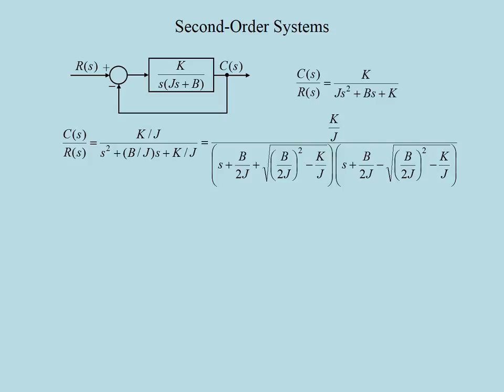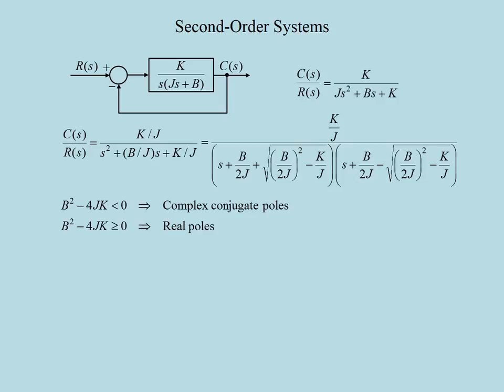Examining the discriminant of this quadratic polynomial, we find out that we will have complex conjugate poles if b squared minus 4Jk is negative, and we'll have real poles if b squared minus 4Jk is greater than 0. And for the equality to 0, we will have double poles.